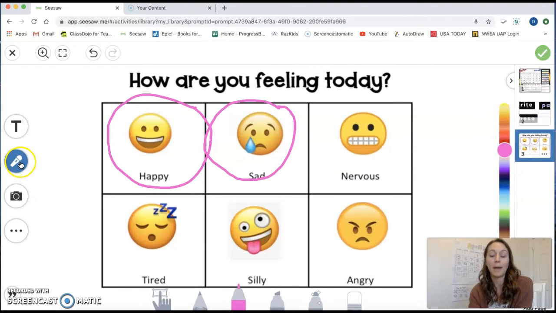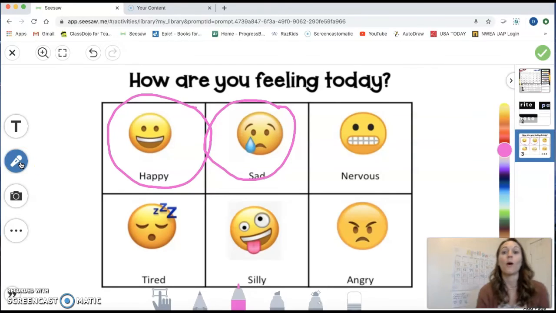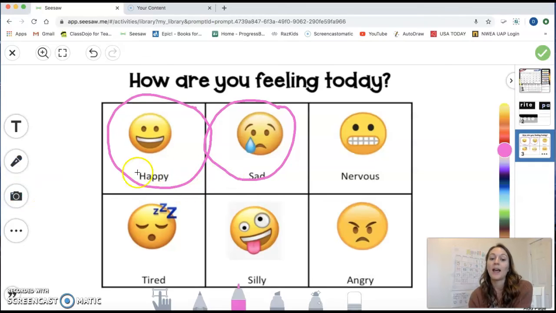Then I'm going to hit that microphone tool, and I'm going to record myself telling you why I feel that way. So if I were to hit the microphone tool, I would say, today I feel sad because I miss all of my first grade students, but I also feel happy because I get to see them through our Seesaw activity and when we do our Zoom meetings. So even though I'm sad, I can also be happy. And it's okay to feel more than 2 feelings at one time.